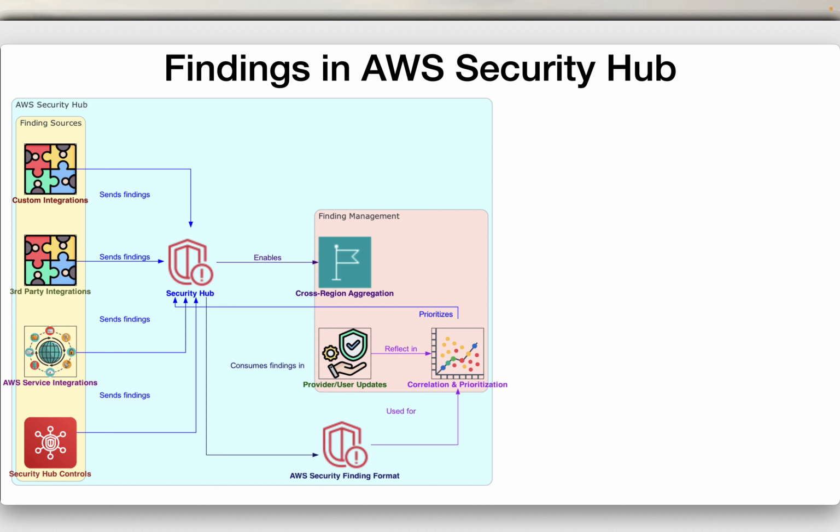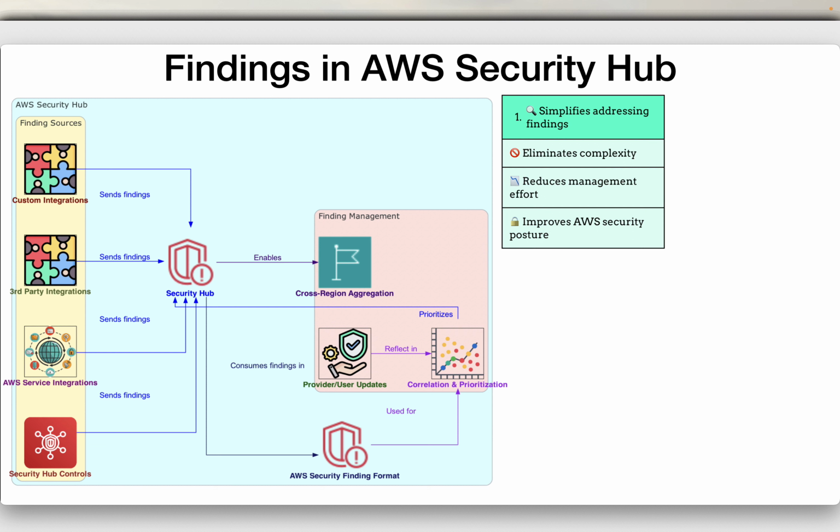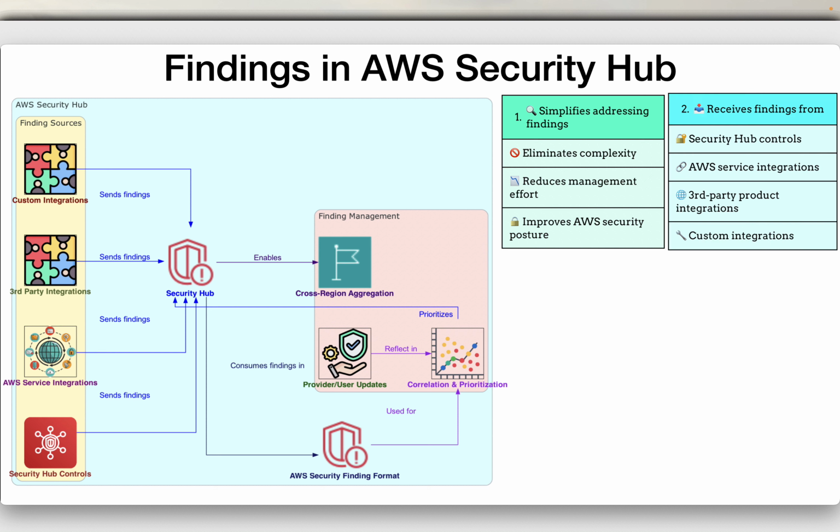Okay, let's see something about findings in AWS Security Hub. AWS Security Hub eliminates the complexity of addressing large volumes of findings from multiple providers. It reduces the effort required to manage and improve the security of all of your AWS accounts, resources, and workloads. Security Hub receives findings from the following sources. First one, Security Hub checks against enabled controls, integrations with AWS services that you have enabled, integrations with third-party products that you have enabled, and custom integrations that you configure.